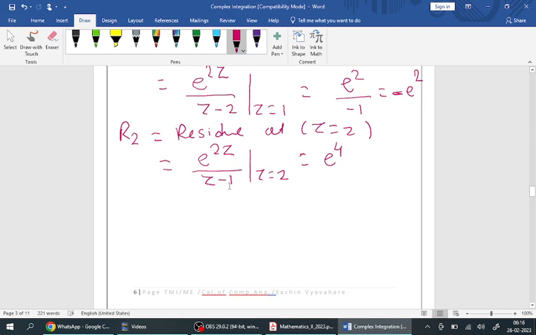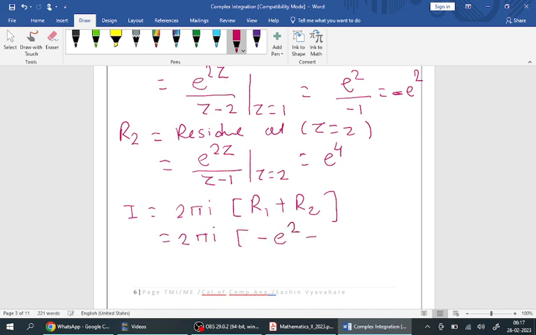So the value of the integral I is 2 pi i into R1 plus R2, by Cauchy residue theorem. So this is 2 pi i, where R1 is minus e square and R2 is e raised to 4. You can write the answer as 2 pi i (e^4 minus e^2), or you can take e square common and write e square into (e square minus 1). So this is the value of the integral.